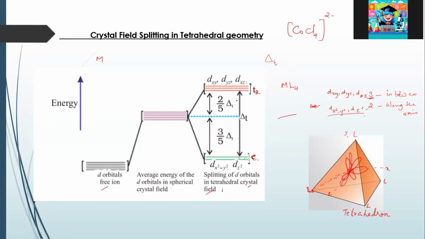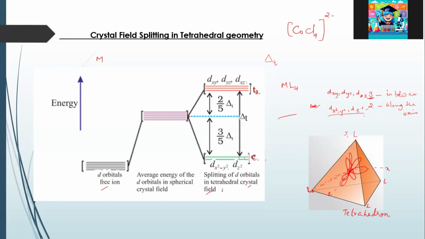So here there are 3 d orbitals in the t2 set. Therefore, the energy difference between the barycenter, that is the energy of the d orbitals in a spherical crystal field, and the t2 levels is given by 2/5 delta T, and the difference in energy between the barycenter and the e levels is given by 3/5 delta T. So you have to keep in mind that in tetrahedral geometry, the higher energy ones are the orbitals which have a geometry such that the electron density is maximum in the space between the axes, that are dxy, dyz, and dxz.